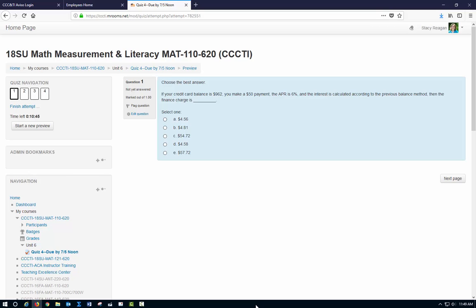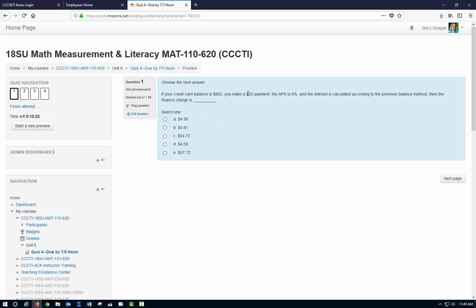If your credit card balance is $962, you make a $50 payment. APR, which stands for annual percentage rate, means it's for the whole year. And the interest is calculated according to the previous balance. Previous balance means the balance that you had previously. So the previous balance, then the finance charge is.